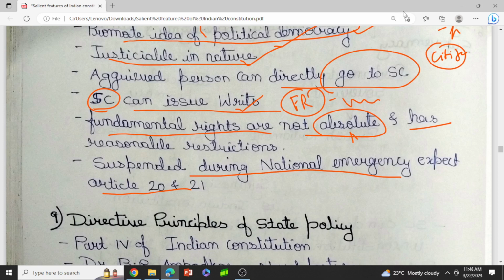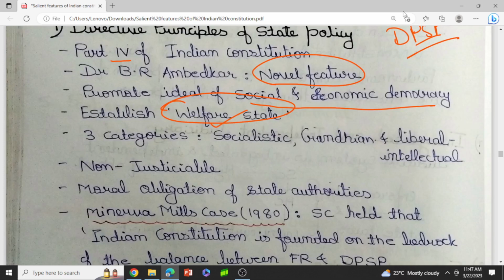So please remember, DPSP was introduced with an objective to make India a welfare state, a state which takes care of citizens of the country right from their birth till the death. So it tries to fulfill the welfare state terminology which is given in the preamble as well. Three categories of DPSP are socialistic, Gandhian, liberal and intellectual. We are going to study them in detail in coming classes. They are non-justiciable. You cannot go to the Supreme Court.